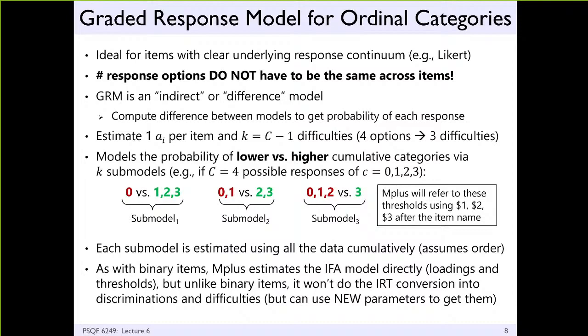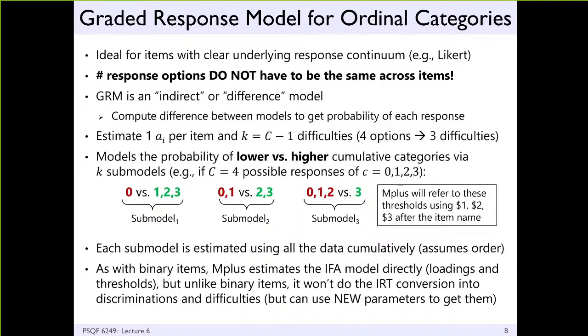And if you're going to be in IRT land, then you have an a. That's still item discrimination. You've got your friend theta. That's still a subject-specific parameter for what the latent trait is. And then b, which used to be just b sub i, picks up a number. So each of these submodels is going to have its own location.